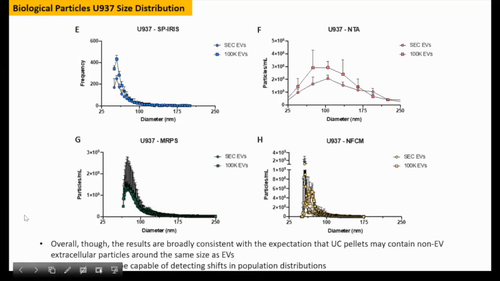Sorry. So for the obtained data for H9 and U937, it does seem like NTA is capable of detecting shifts in population distribution. And this capability actually may be more important for biological particles rather than being able to resolve artificial sphere subpopulations. Next, please.